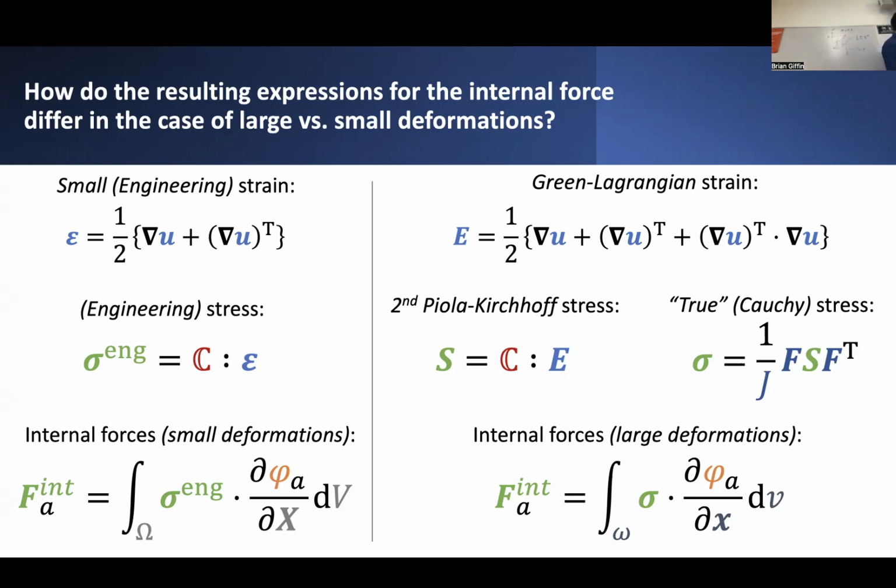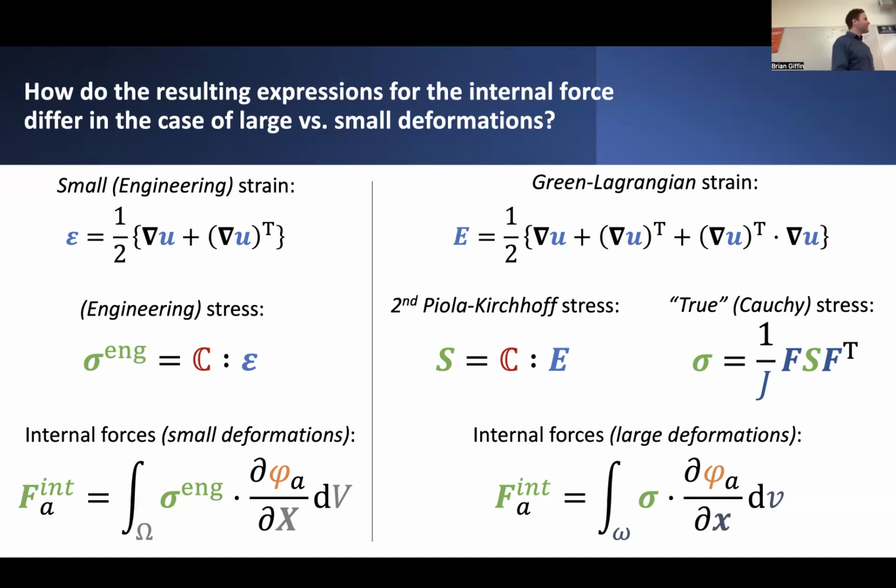In the case of small deformations, it's this engineering measure of stress, which is just C times epsilon, the small strain. Correspondingly, in large deformations, we have this other measure of stress, the second Piola-Kirchhoff stress, similarly linearly related to the Green-Lagrange strain.